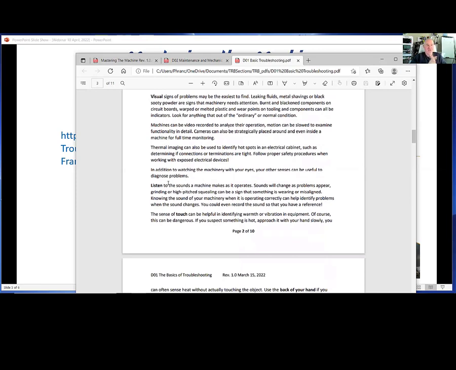You can also, of course, listen to machinery. Sounds change as problems appear. Grinding and high-pitched squealing sounds would be an obvious sign that something's wearing or misaligned. Banging sounds, whatever. So you need to know the normal sounds of your machinery and then be able to identify changes in the way that it sounds. One way to do that is you can take recordings of the way your machinery normally sounds and then compare them to current recordings, and you might hear some high frequency sounds in the recording and be able to compare them with each other.